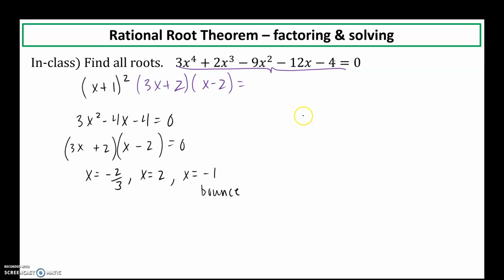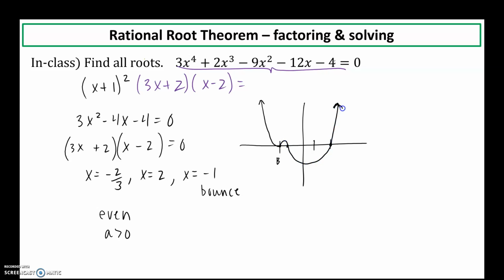Now let's do a very simple sketch. Negative 1, negative 2/3 is really close to that, and then positive 2. Gotta have a bounce point here. My end behavior: it's an even degree with a positive lead coefficient. So I'm going to be up, up. So up, bounce, cross, cross. So now you've done all the work to determine the zeros and then graph it. So this is really putting everything all together.